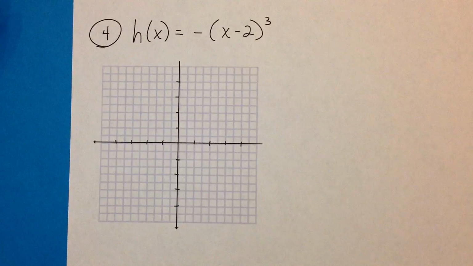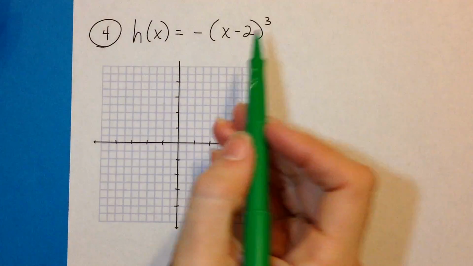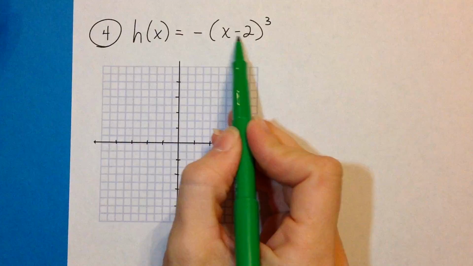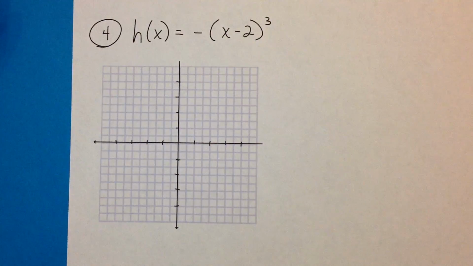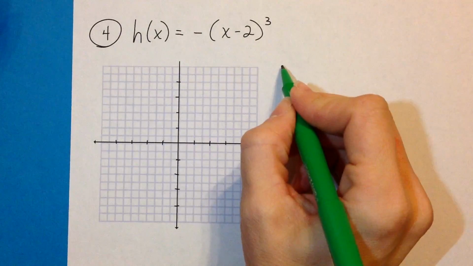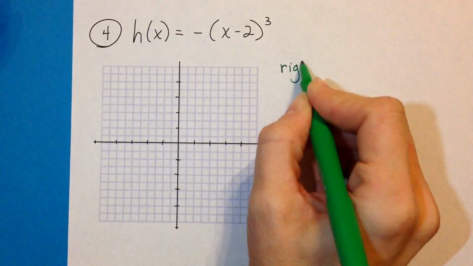Okay, next one. Okay, so again, going through the list of what we need to do. First of all, checking to see if I have a left or a right, which the -2, see it's inside the parentheses to the third power, so that's again what I refer to as being inside the function. Minus means it's going to go to the right 2.